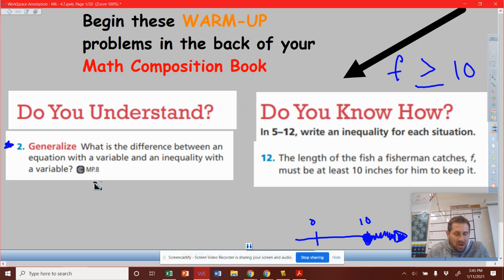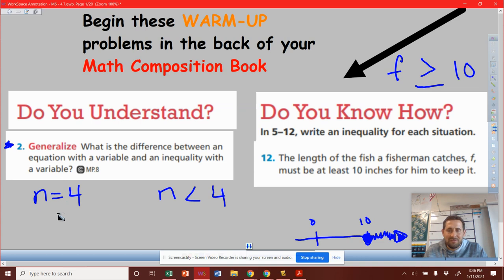Well, here's what we're going to do. We're going to write an equation with a variable, then we're going to write an inequality with a variable, and we're going to look at what's the difference. So I've got n equals 4. That's an equation. An equation has an equal sign. An inequality has a greater than, equal to, less than, equal to, or greater than or less than symbol. So these are the two things. We've got the same variable, we've got the same number. What's the difference between the equation versus the inequality?